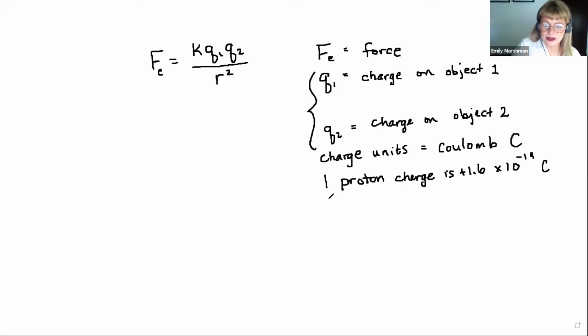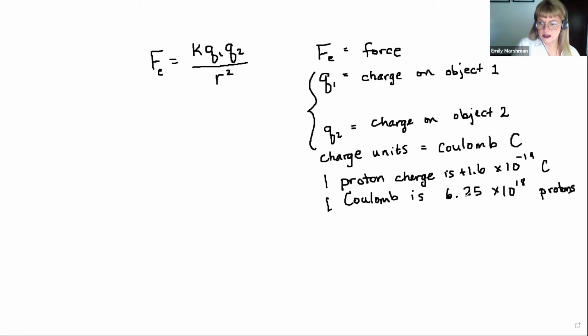Another way to think about this is that 1 coulomb of charge is made up of the charge of 6.25 times 10 to the 18th protons. So if I held 6.25 times 10 to the 18th protons in my hand, I would be holding 1 coulomb of charge.